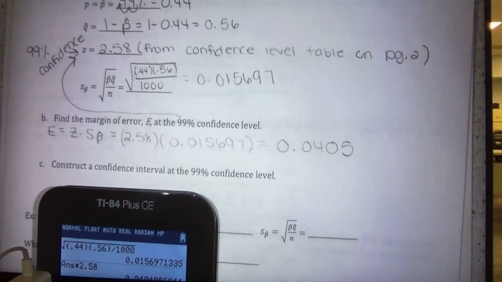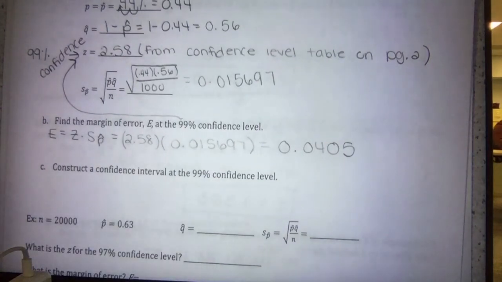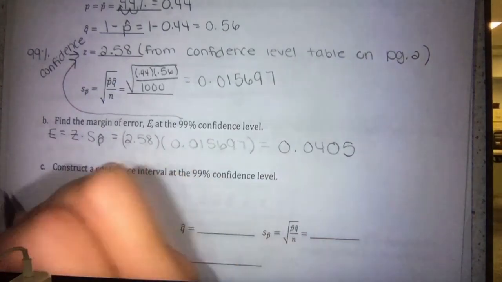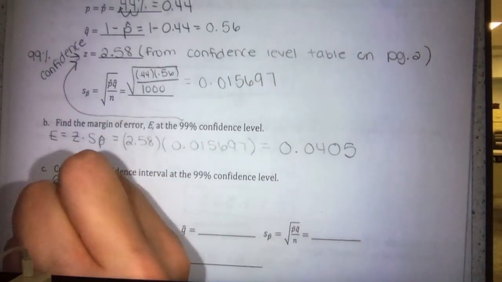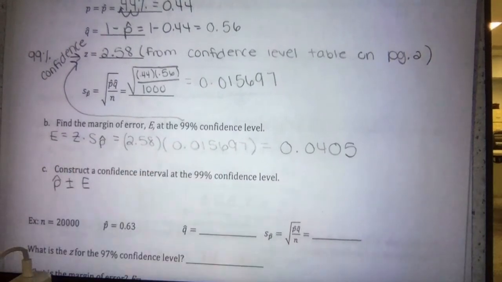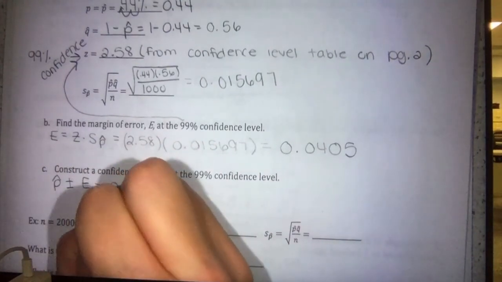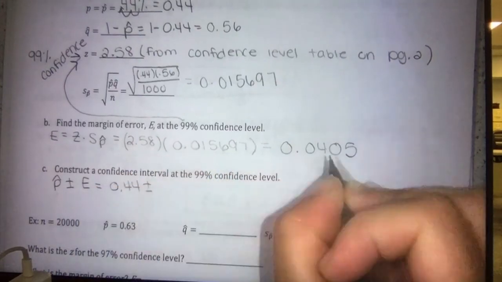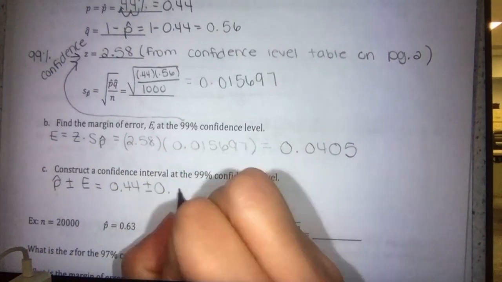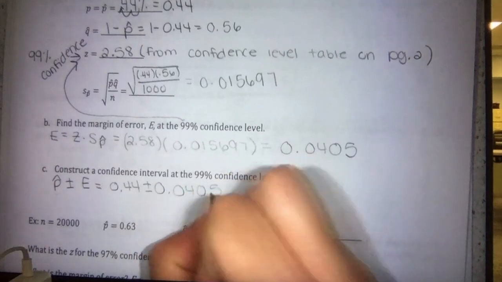And then last but not least, finding our confidence interval. Construct the confidence interval at the 99% confidence level. So we know this is going to be p hat plus or minus our error, just like we did before when we had x bar plus or minus our error. Our p hat is 0.44 plus or minus our error, which is 0.0405.